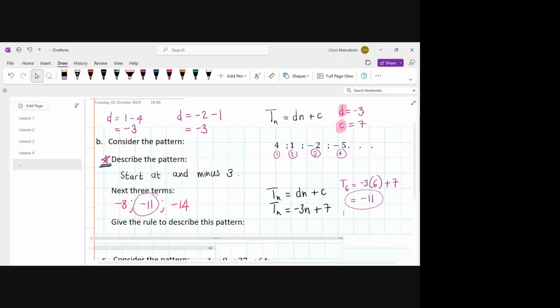All right. Can everybody give me an emoji? How are we feeling about finding the general term, describing the term, and finding the next 3 terms? Are we all good? Because I want to give you guys an example to try on your own.